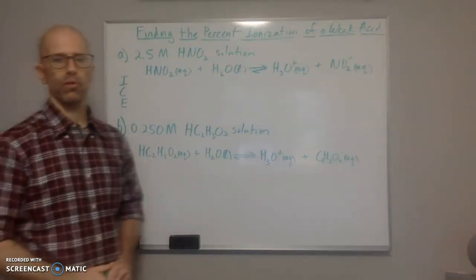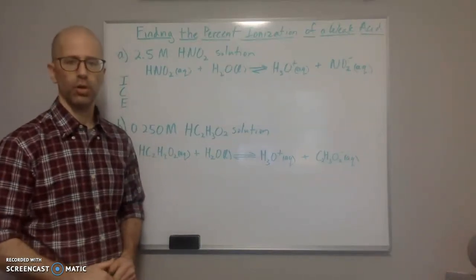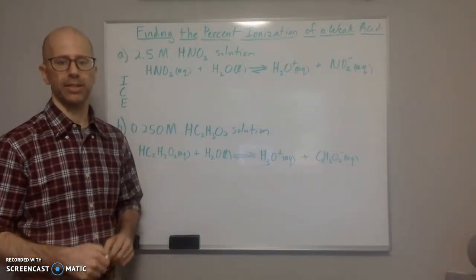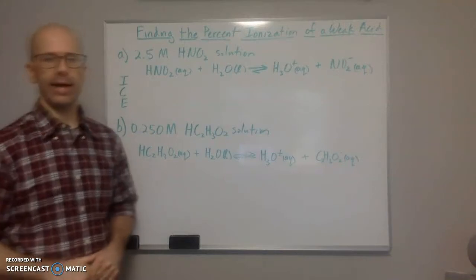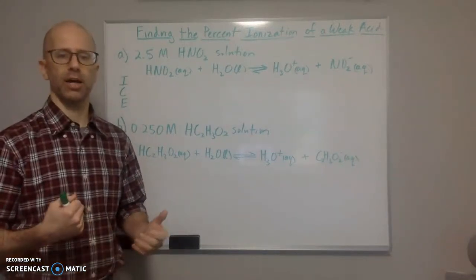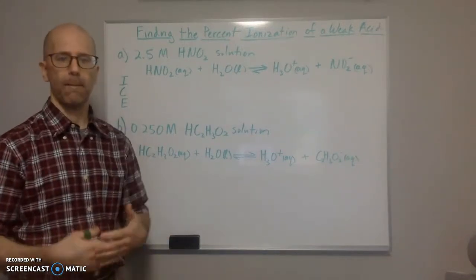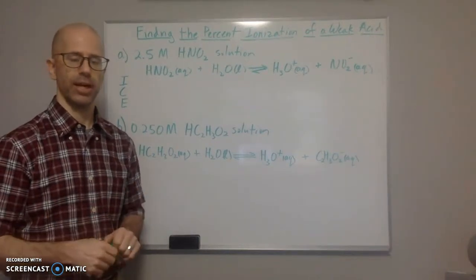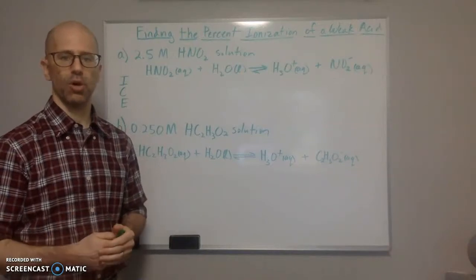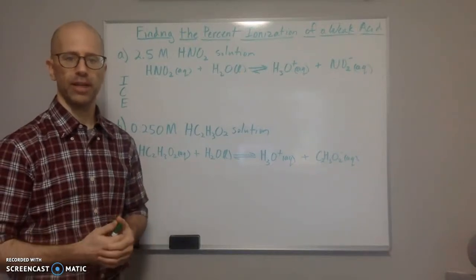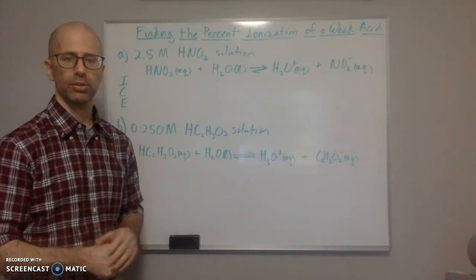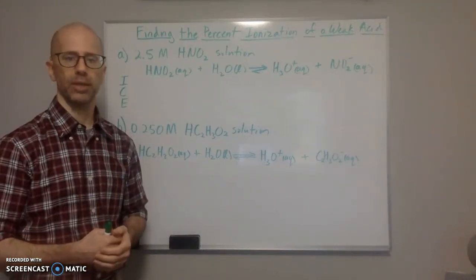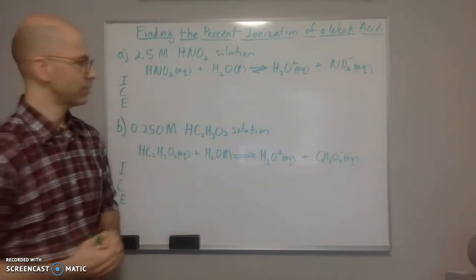My name is Mr. Cobalt, and in this video I'll be going over how to find the percent ionization of a weak acid. So basically, to find the percent ionization, you need to know how much of it ionizes, how much H3O plus is formed, and then you're going to divide that by the original amount or concentration of your acid, and then you're going to multiply that by 100 to get the percent ionization.